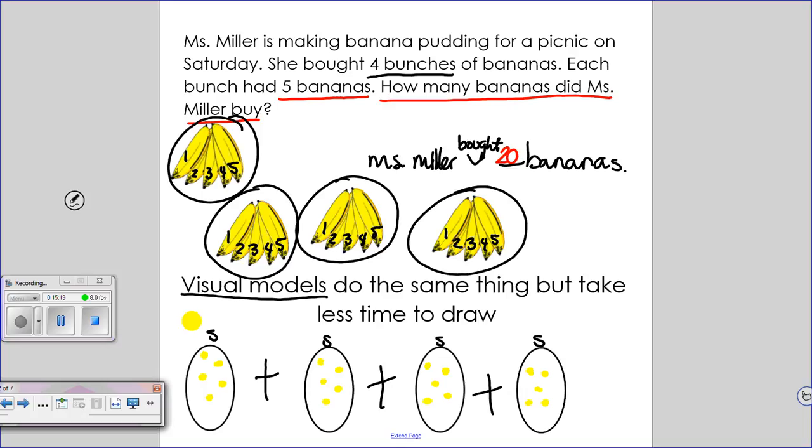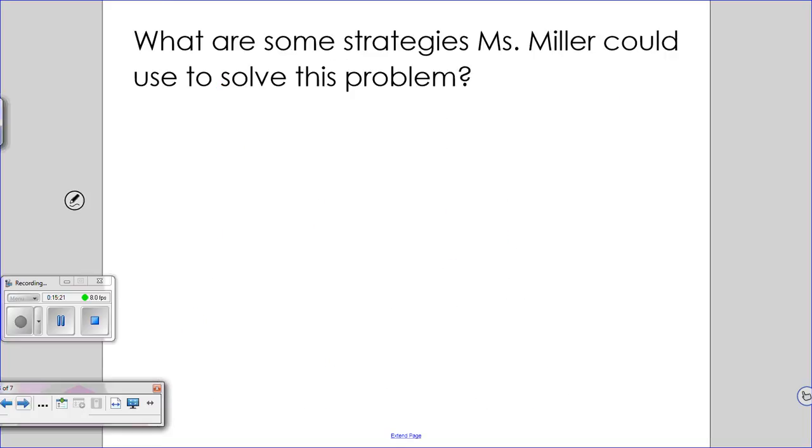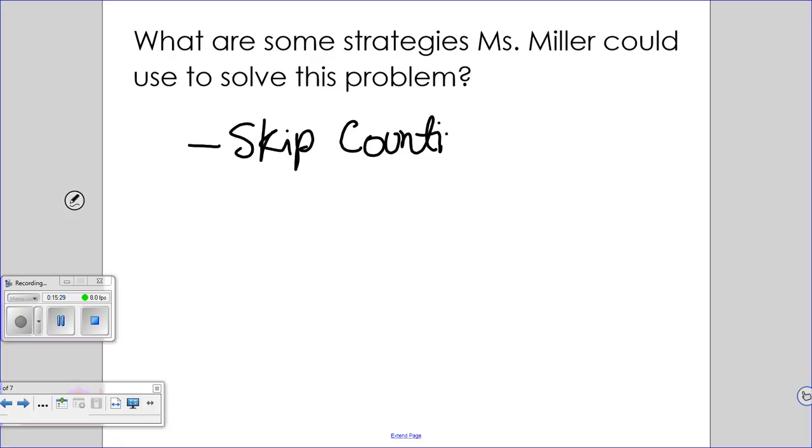So skip counting was definitely one strategy. If you want to write these strategies down, you can. Remember, you can always use them. Skip counting was a strategy. Some of you do that automatically, you don't even realize it. What was another strategy? Marley? Repeated addition. Repeated just means over and over again.